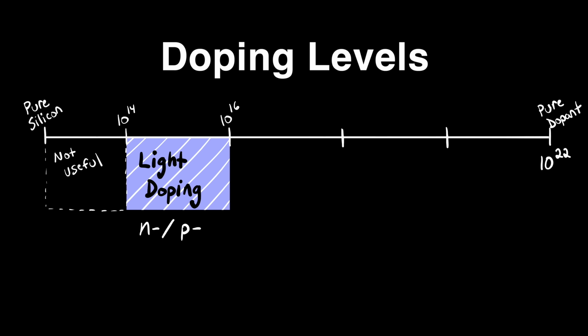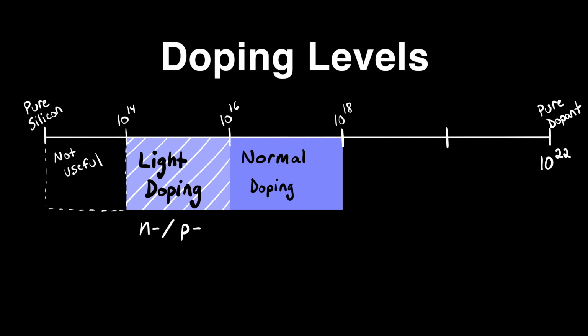For dopant levels between 10 to the 16 and 10 to the 18, we generally refer to this as normally doped, just N or P. This level is commonly used for transistors, resistors, and general integrated circuits.